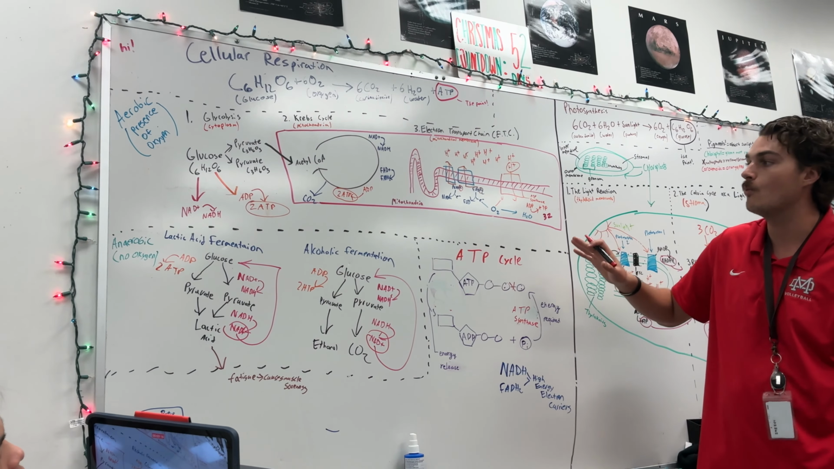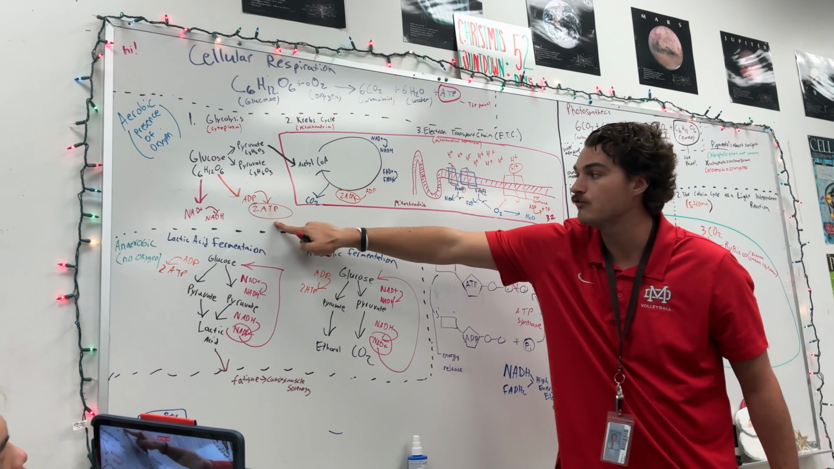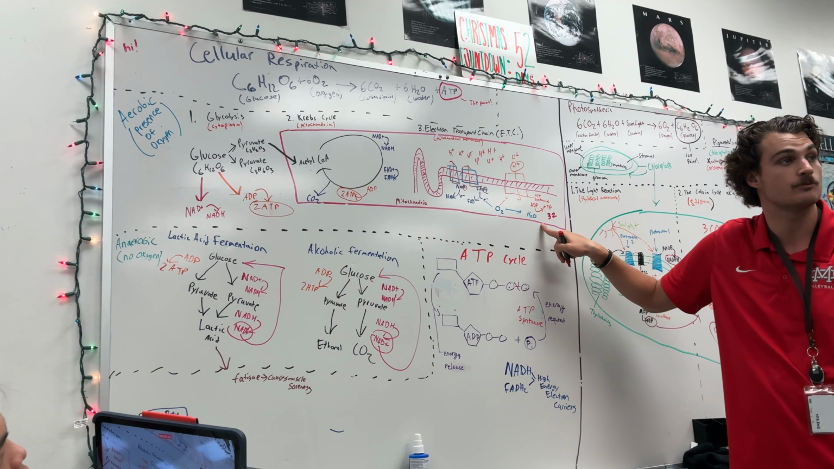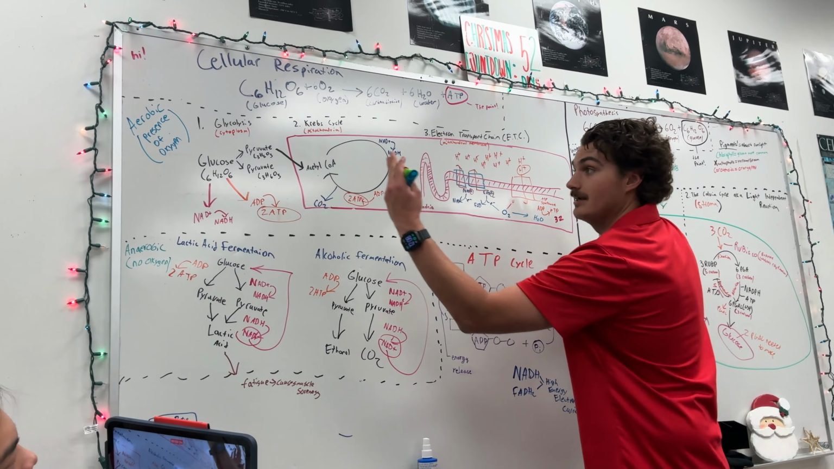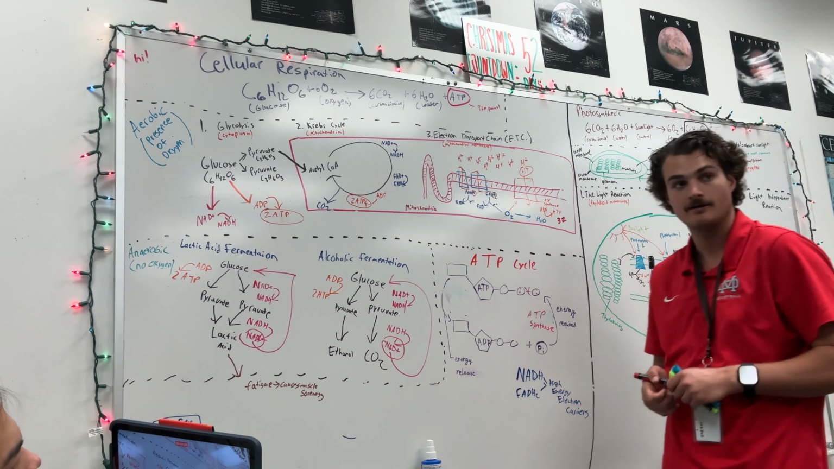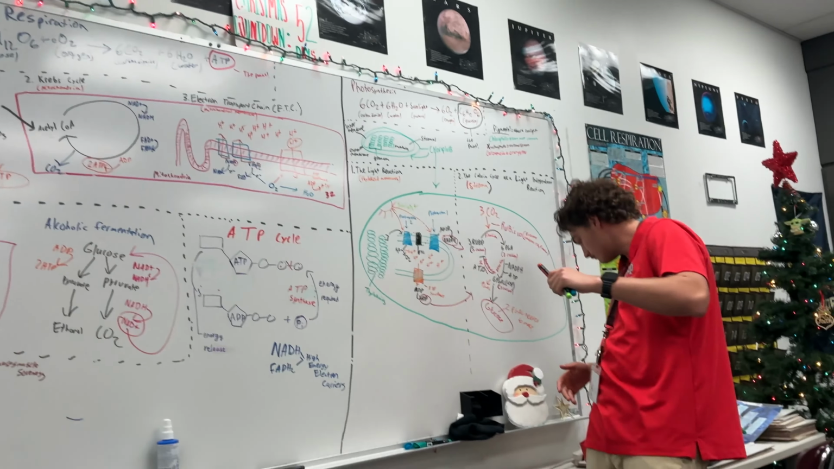So overall, we have made 36 ATP, 2 from glycolysis, 2 from the Krebs cycle, and 32 from the electron transport chain, showing how much more efficient aerobic cellular respiration is than anaerobic cellular respiration. Let's move on to photosynthesis.